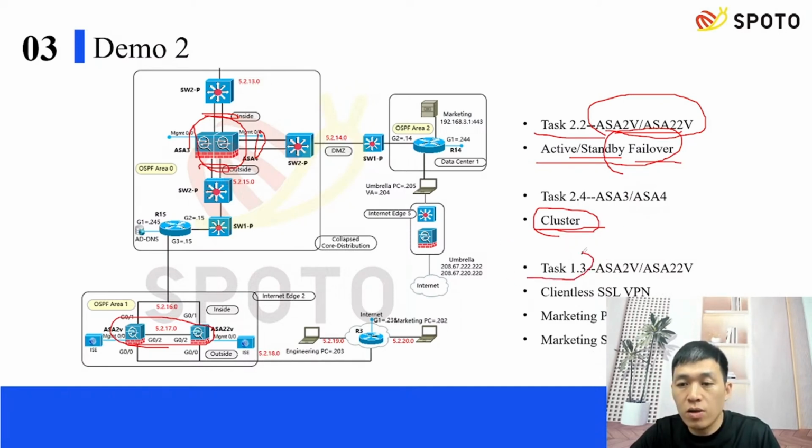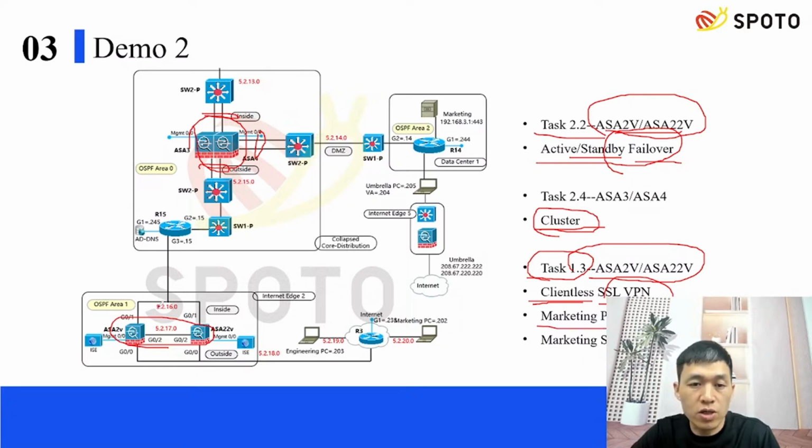And finally, task 1.3 for clientless SSL with virtual private network. Same line: sales PC and finance PC, marketing PC and engineering PC should access engineering here. Finally, connecting to router 14.